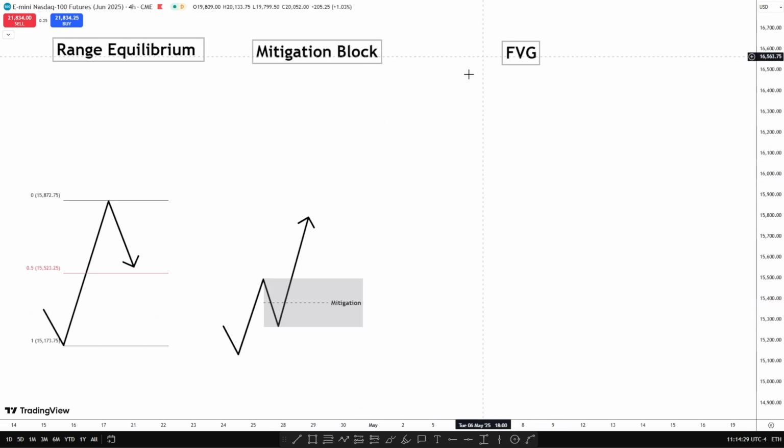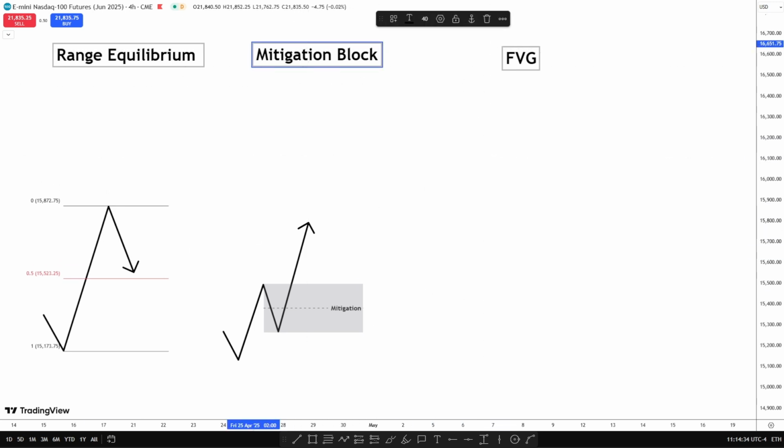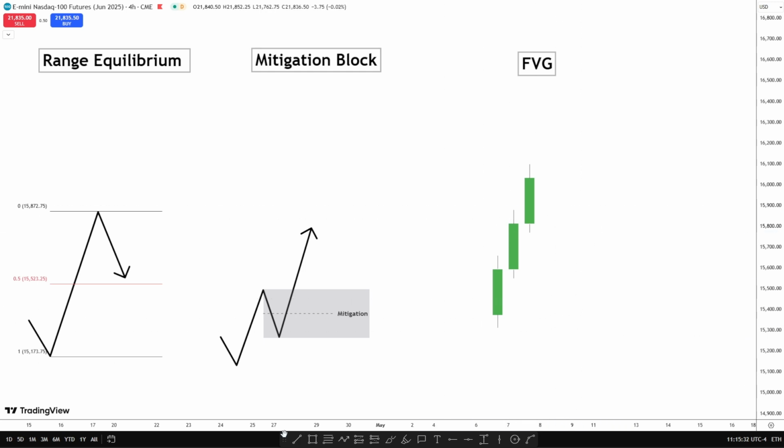And the last step is a fair value gap. I'm sure all of you know what one of these are. For those of you who don't, this is the fair value gap, so it's a 3 candle structure. So there is no candle wick invalidating this, leaving it as a gap in the market.